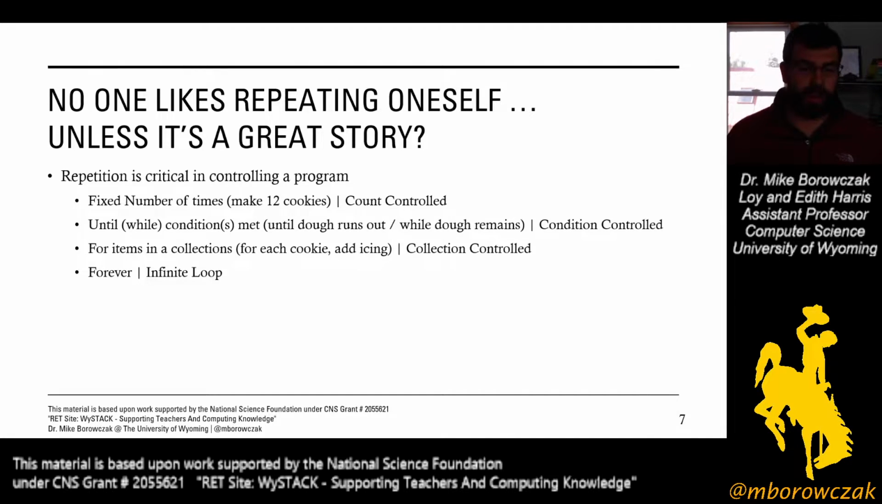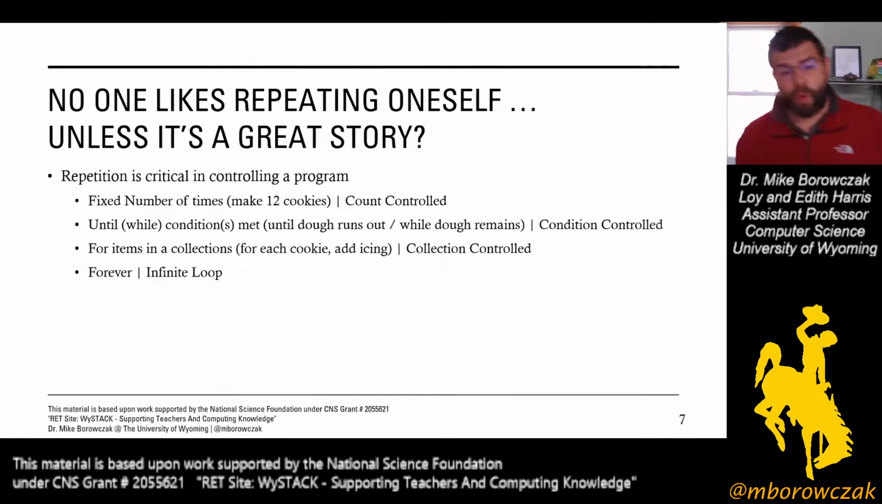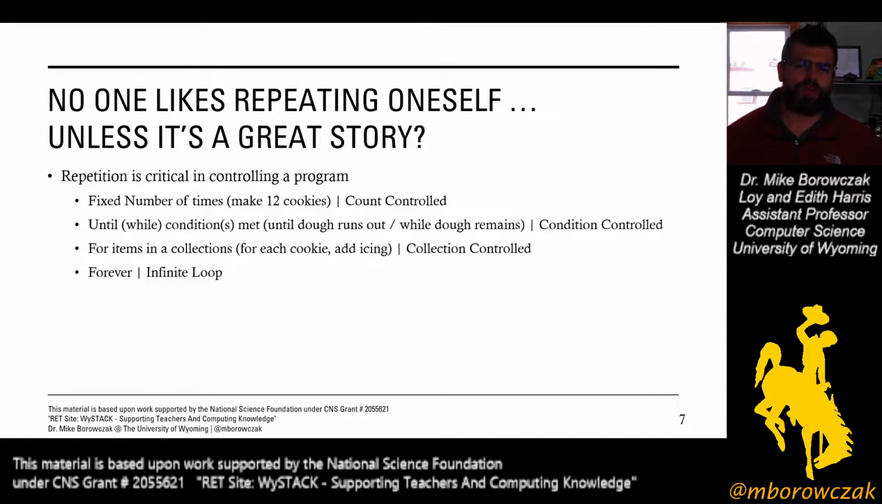So you can imagine if we go back to our cookie example, instead of making 12 cookies a fixed number of times, you could say, make cookies until the dough runs out. Or you could reframe that as, while dough remains, make cookies. Both of those lead to the same outcome, but those are controlled by a condition. The other thing we could do is iterate, repeat ourselves, for every item in a collection.